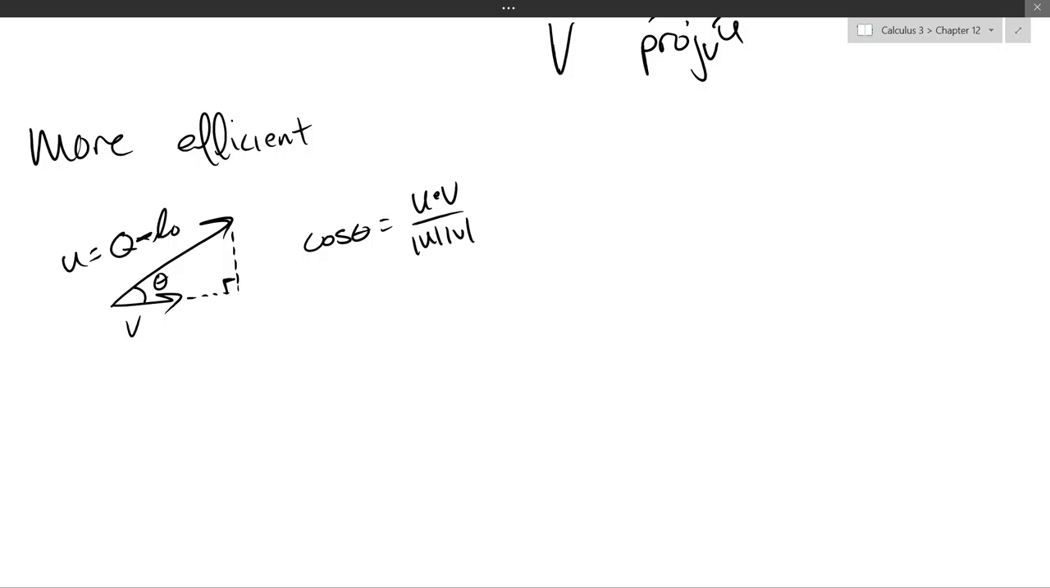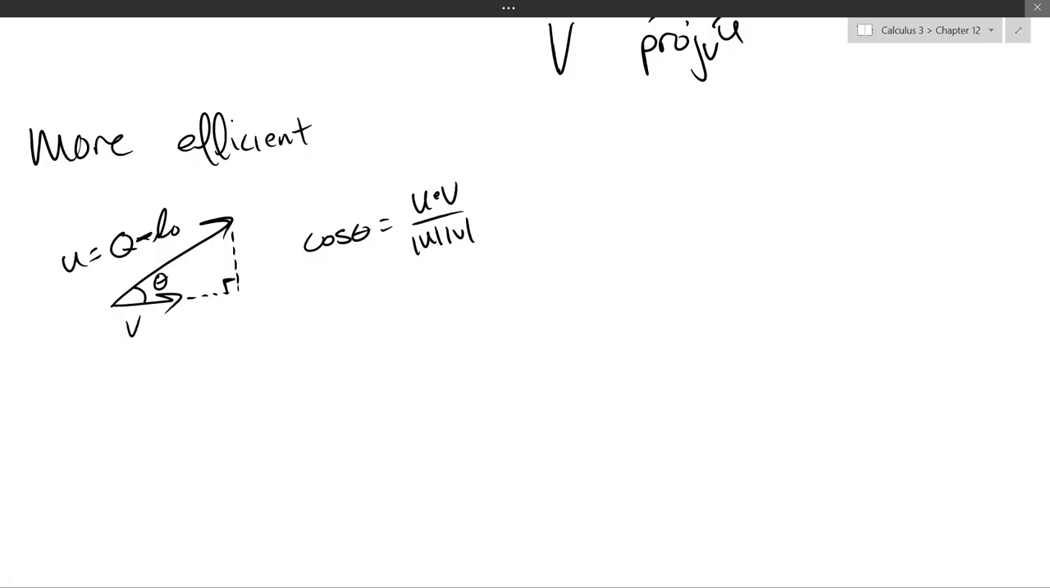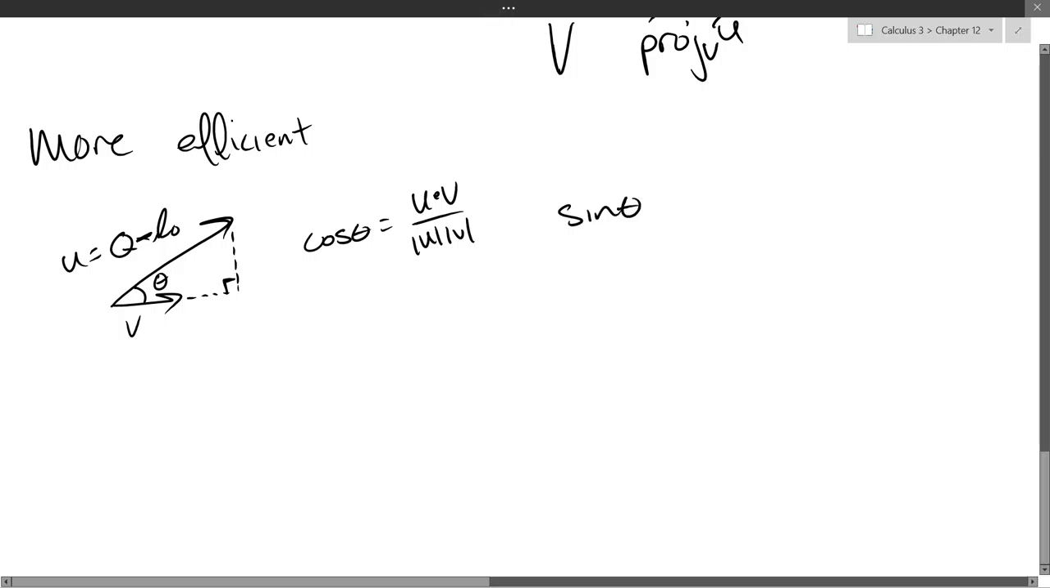What's wrong with knowing that? Well, there's nothing really wrong with knowing the cosine value. What is not terribly helpful? What sides does cosine relate? Adjacent and hypotenuse. I don't really care about the adjacent side. I really want the opposite side. So let's go with sine instead.